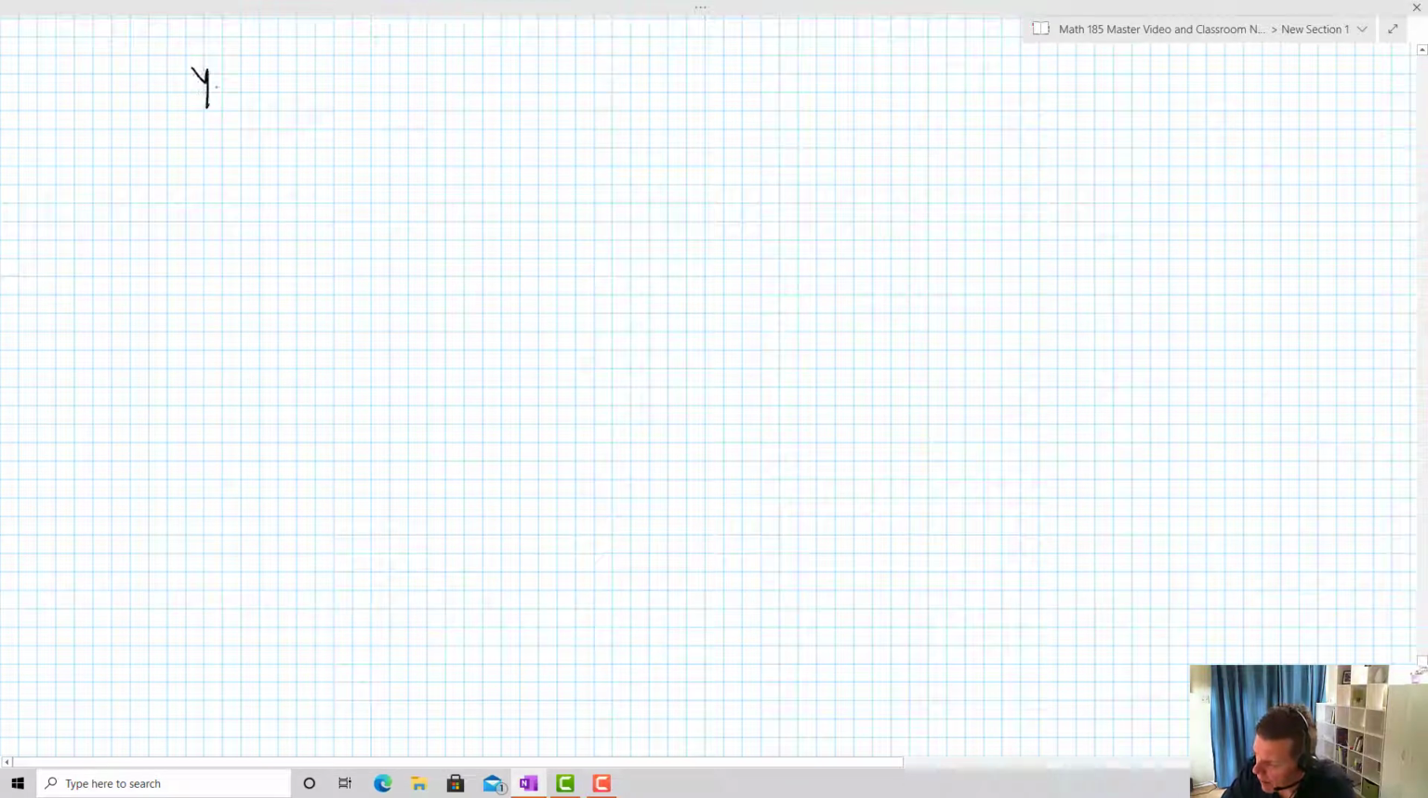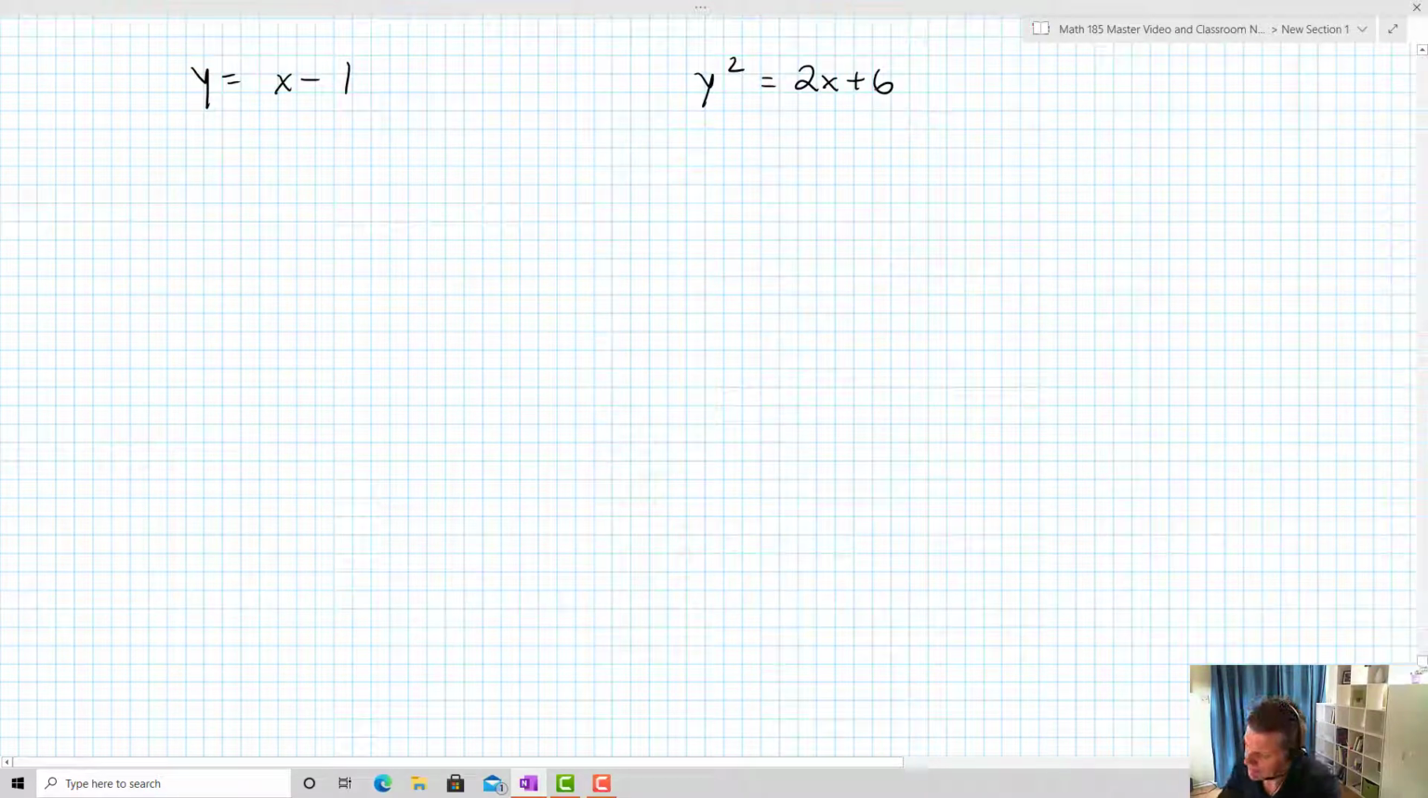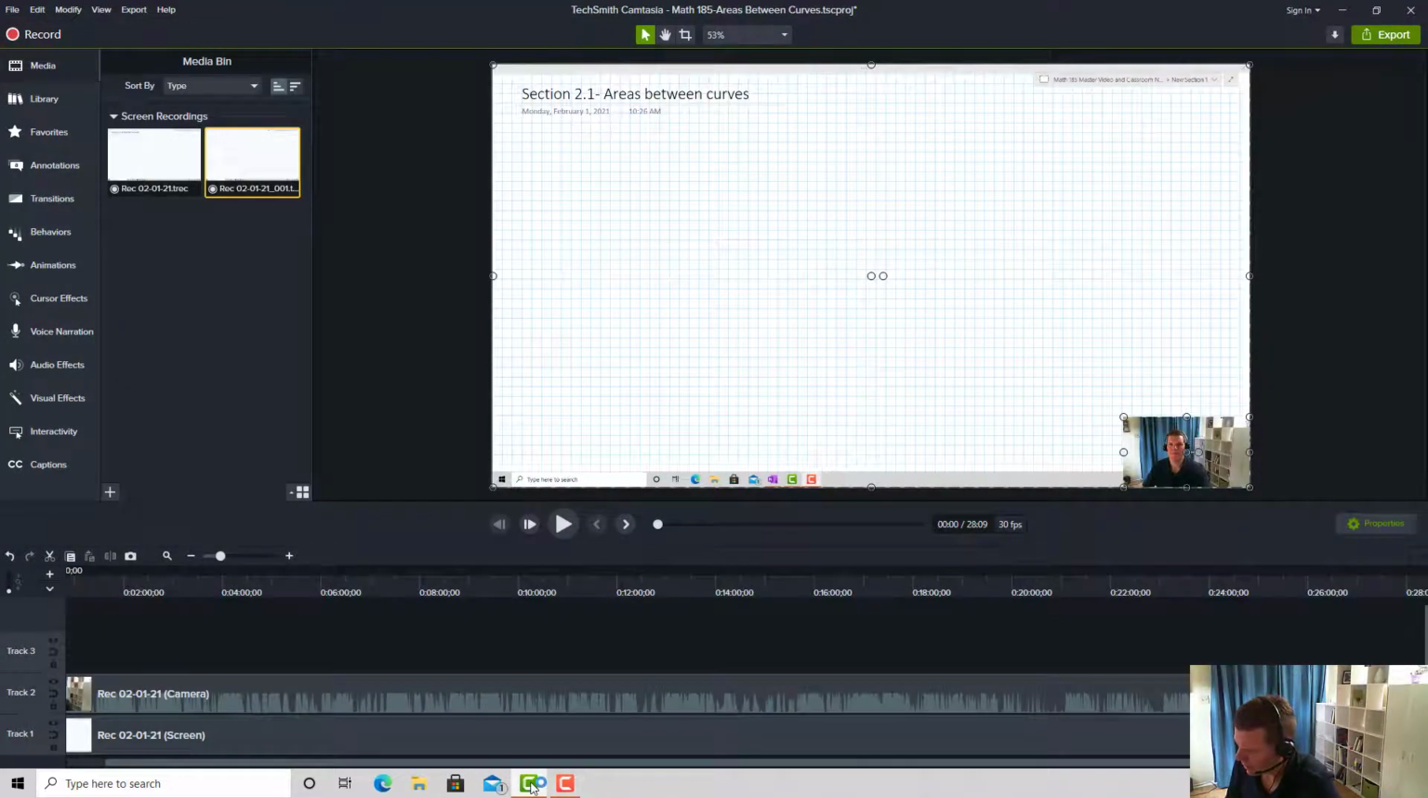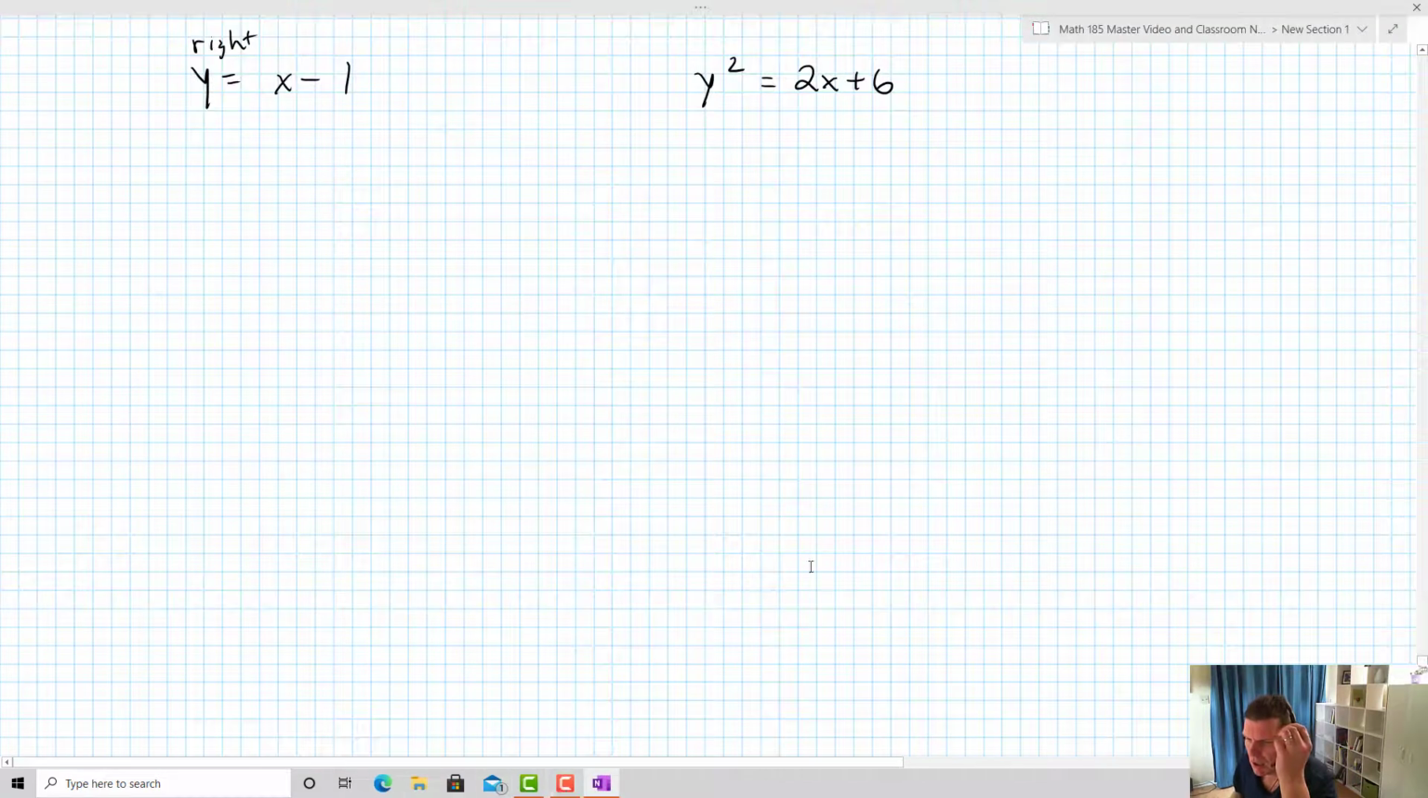So we've got y equals x minus 1, and we have y squared equals 2x plus 6. Now, this one here, that's our right curve, and this one here is our left curve. If we remember how we visualize it, this one will be our top curve. It's got the biggest x values. And this one here, my left, is going to be my bottom.